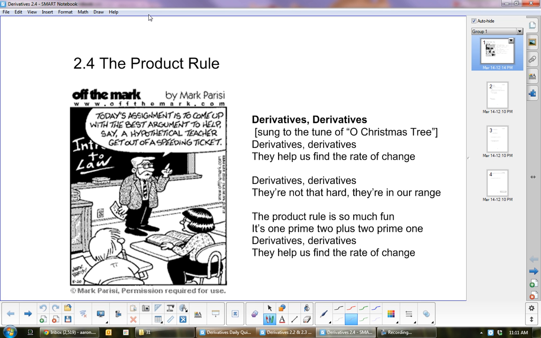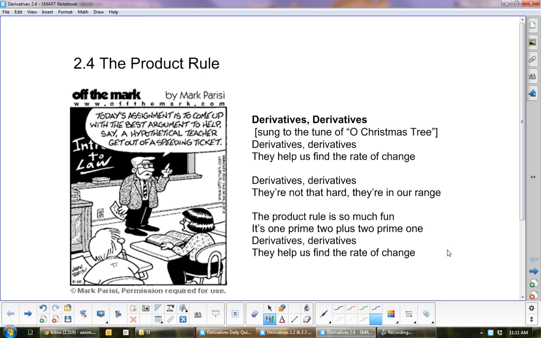Okay, so 2.4, remember that one I showed that was in brackets and we FOILed out, and then we did the derivative on. Today this lesson, we're going to learn how to actually use what's called the product rule.